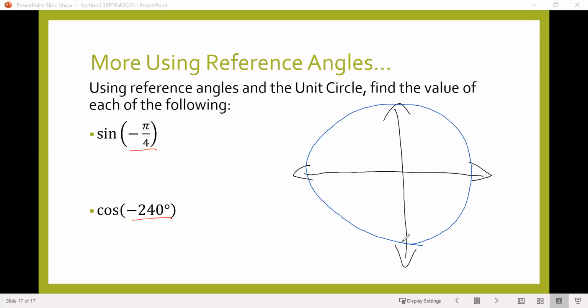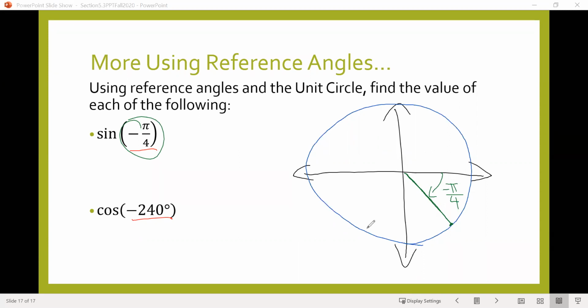And the first angle we have is negative pi over 4. A negative angle tells us we're going to rotate clockwise. And if you recall, pi over 4 is the same as 45 degrees, so it's like negative 45 degrees, so that's going to take us to right here. So the question is, what angle on the unit circle will that be coterminal with?